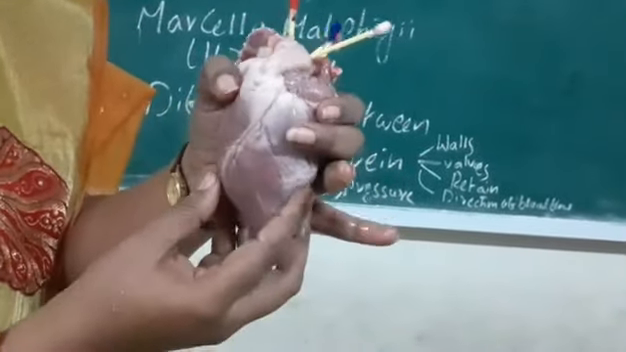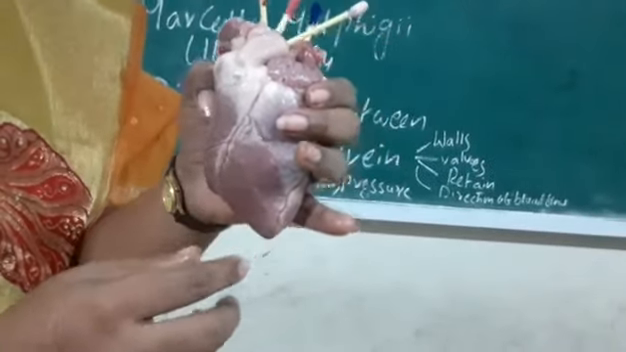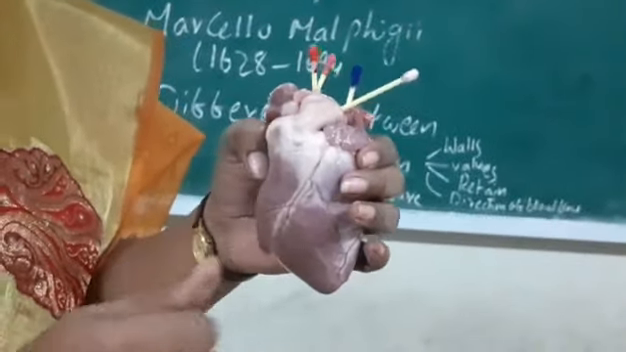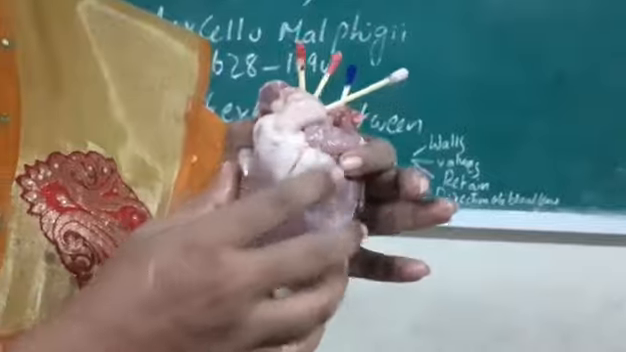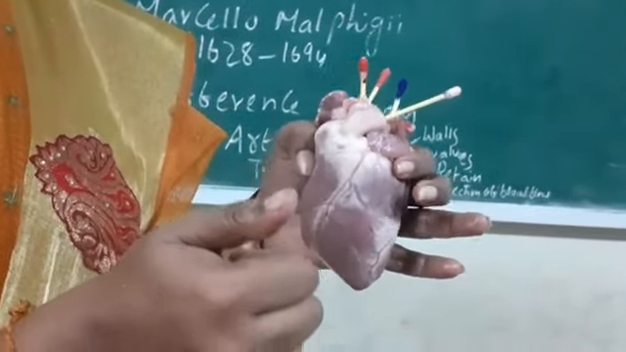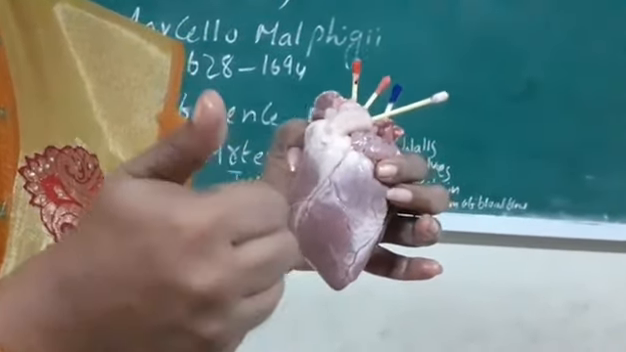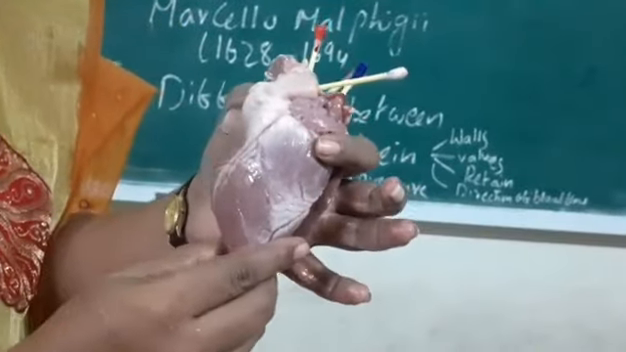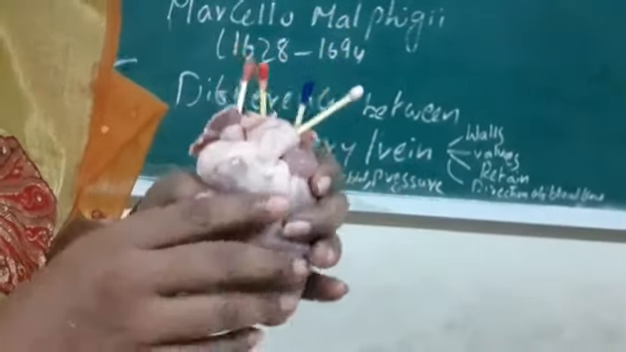So it is pear shaped and roughly triangular. And one important thing is the heart is about the size of a person's fist. However big your fist is, that much will be the size of the heart.